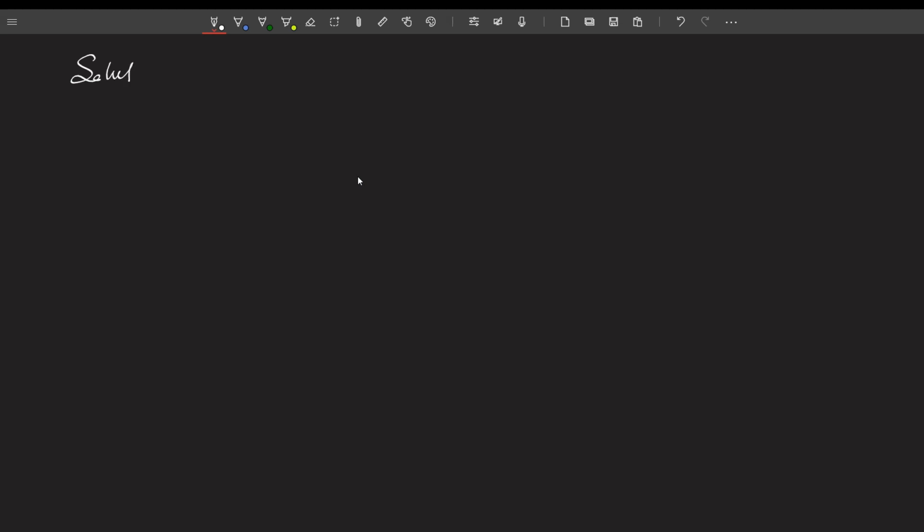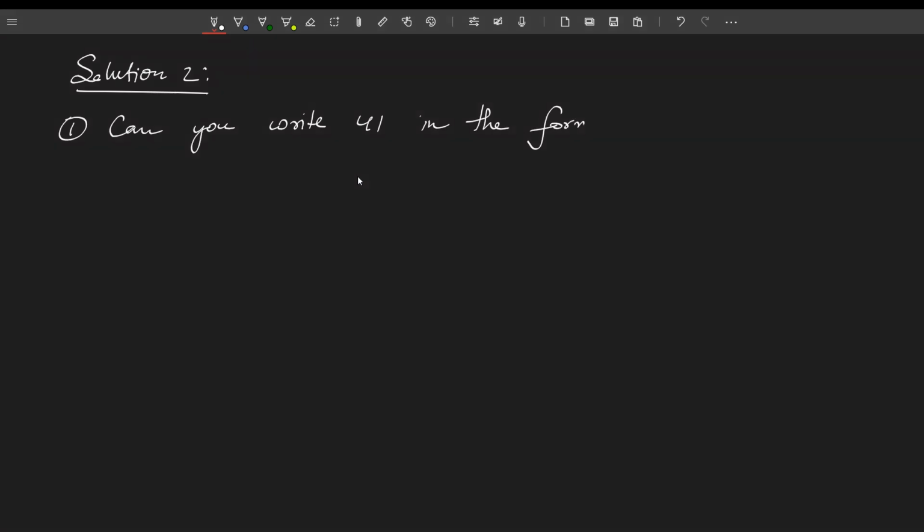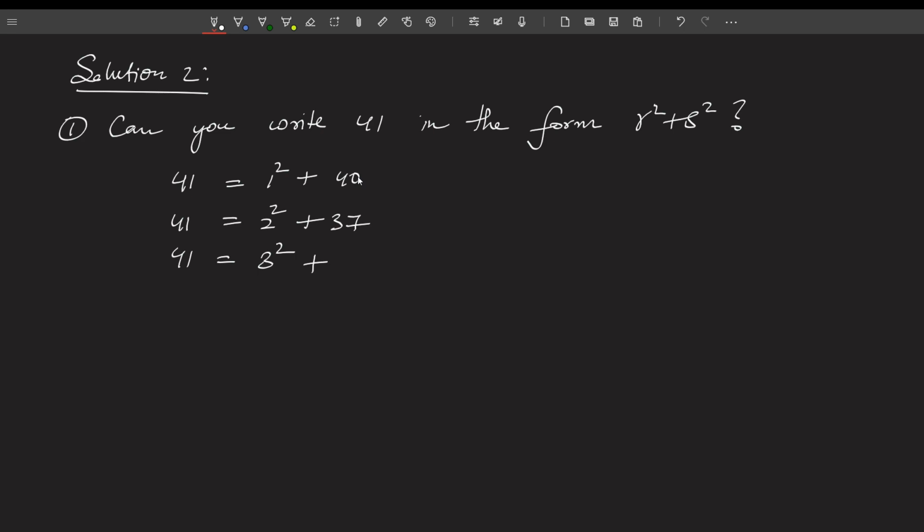Let us look at the second solution involving the number 41. In this solution, we will try to write 41 as the sum of two squares, r square plus s square. Once we get r and s, we will get our solution. So let's try. 41, it can be written as 1 square plus 40. But 40 is not a square. So we try again. 2 square plus 37. But 37 is not a square. 3 square plus 32. 32 is not a square. 4 square plus 25. Hold on. 25 is a square. So 41 is nothing but 4 square plus 5 square.